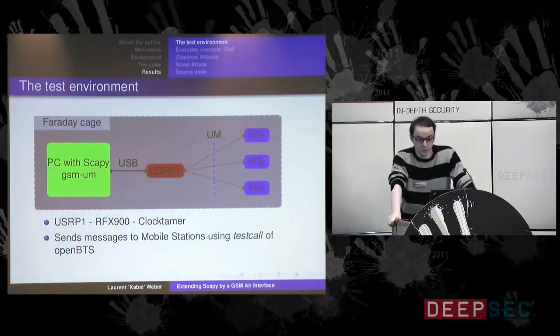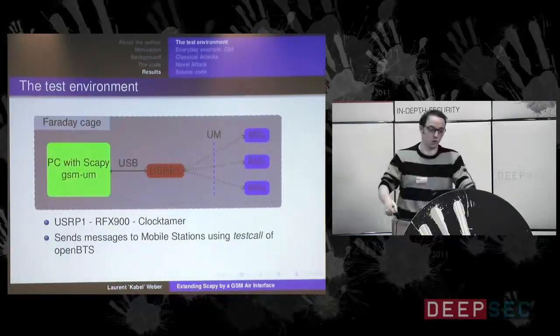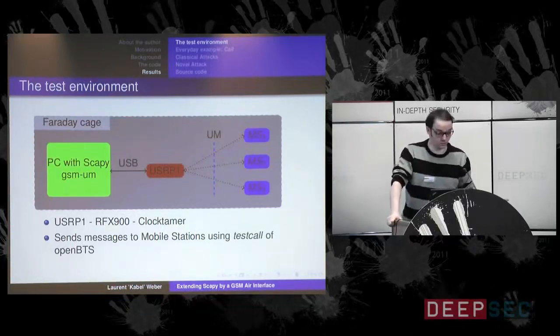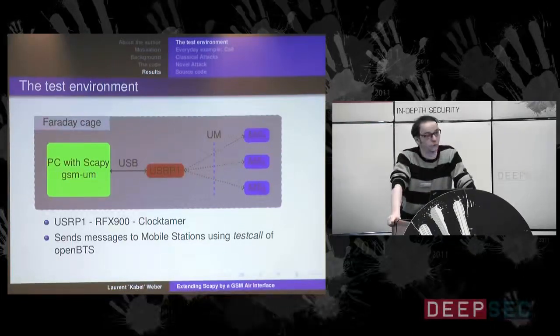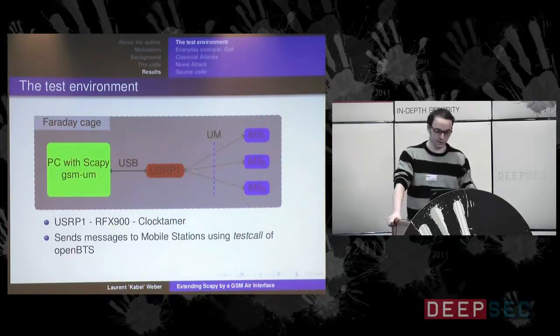To send the message from the USRP to the mobile station, I was using a feature of OpenBTS which is called test call. The test call function is very handy. It sets up a channel to one mobile phone, and so it deals already with mobility management and radio link stuff. So you only have to concentrate on the part with call control, which I also did in the next part, on the next slide I will show you.